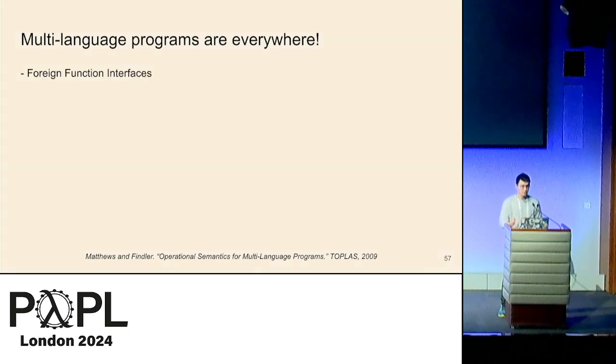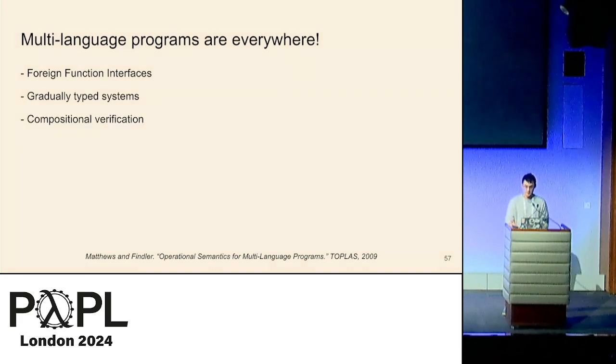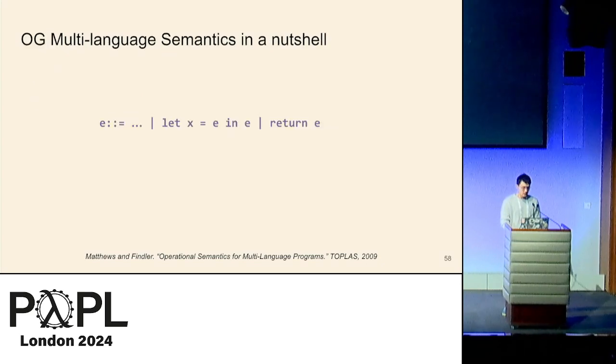You can see them through foreign function interfaces. There's a growing body of research on gradually typed systems. And on top of that, there's also compositional verification. And so in this original Matthews and Findler setting of multi-language semantics, you might take some purple language here, and you might want to have it interoperate with some orange language.